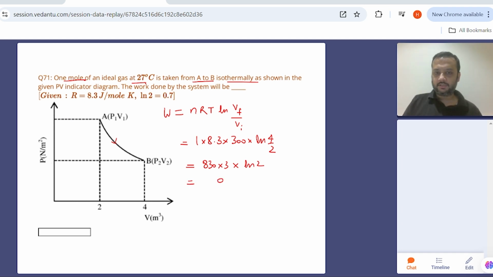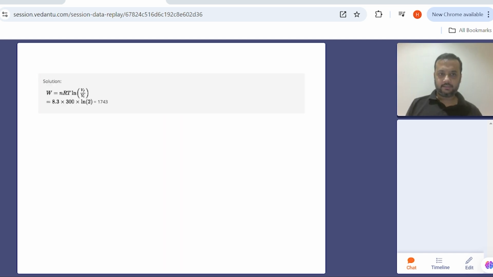So now from here you can see that this will be 3 is a 9, 8 3 24. ln2 value is 0.7, which means 249 into 7. So 9 7 is 63, 6 carry 6, 7 4 is 28, and 6 34, and 7 2 is 14, 3 17. So 1743 joules should be the correct answer for this question. Let us see the next question.